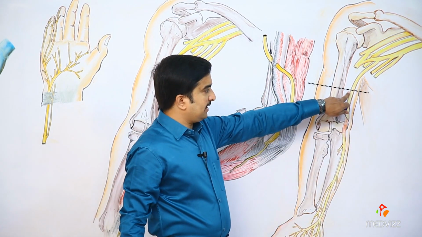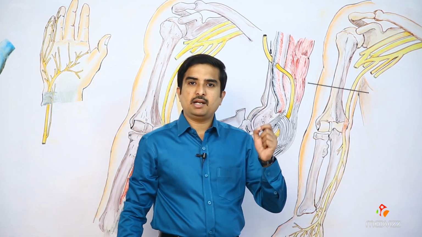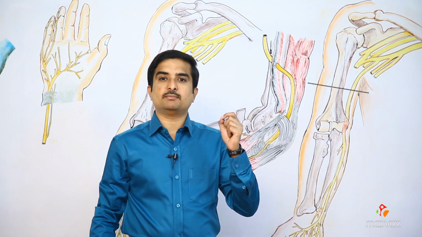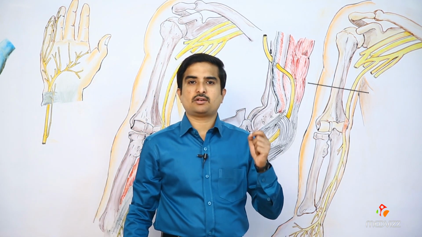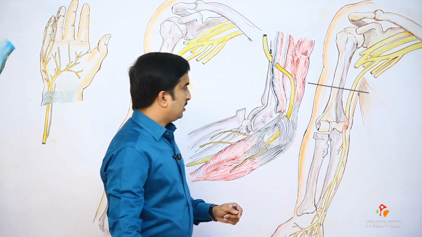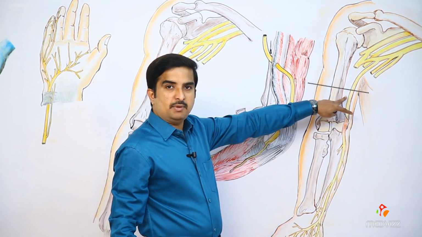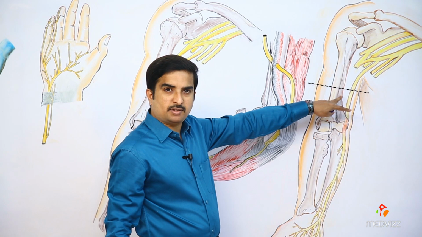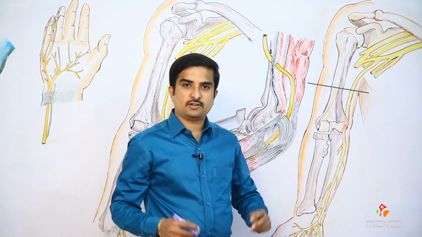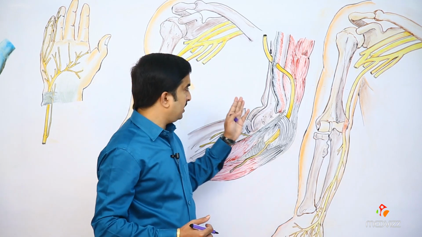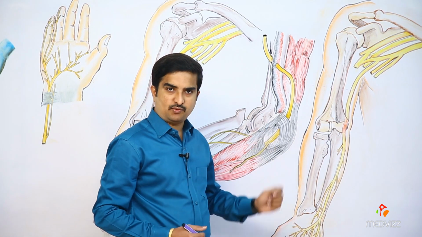Exactly at this area, in the middle of the arm, it pierces the medial intermuscular septum at the arcade of Struthers. So exactly here, the nerve pierces the medial intermuscular septum at the arcade of Struthers. So what is the arcade of Struthers here? Let me explain with this diagram.